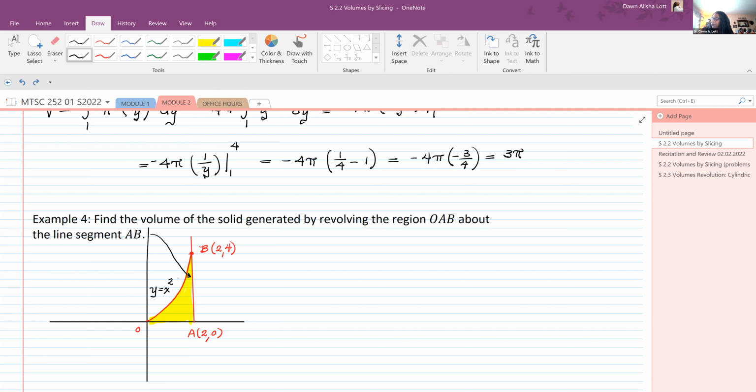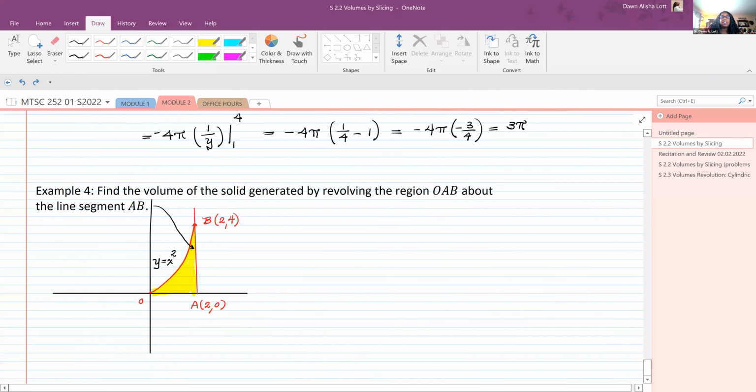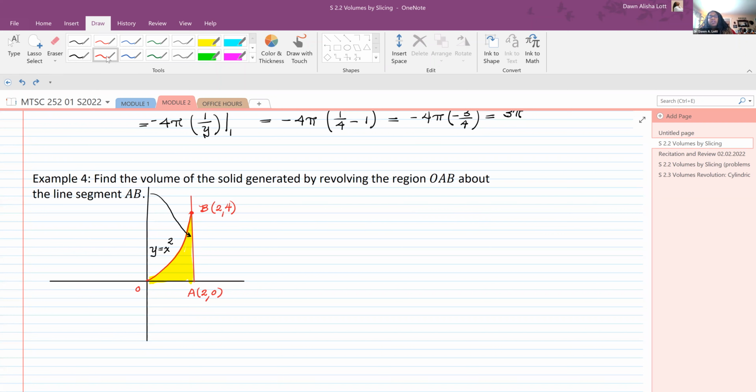So if I revolve this thing about the line segment AB, give me the equation of the line segment AB if I was to look at it as a full line. What would the line segment AB be a line of? What would it be called? Is it x equals 2? X equals 2. Thank you very, very much. So that's x equals 2.